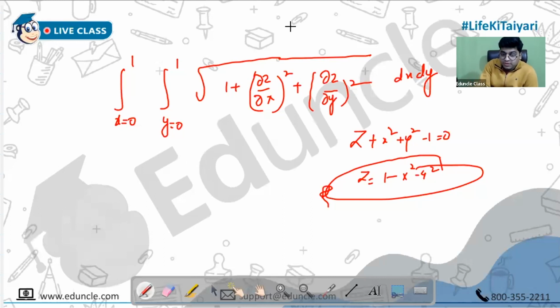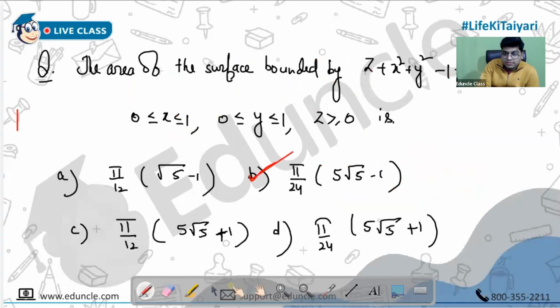No, no. See, this is only for confusing. Basically, this is whatever you are saying, z minus 1, z equal to 1. Parabolic sheet.